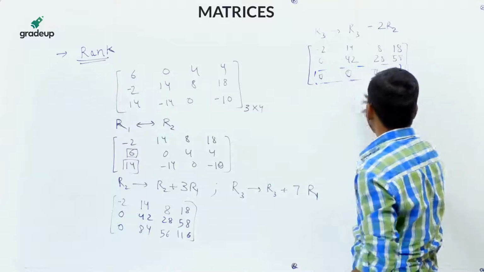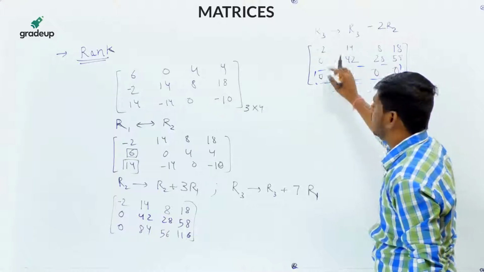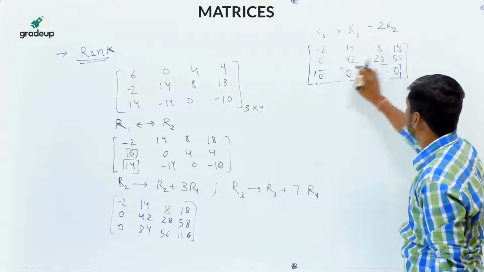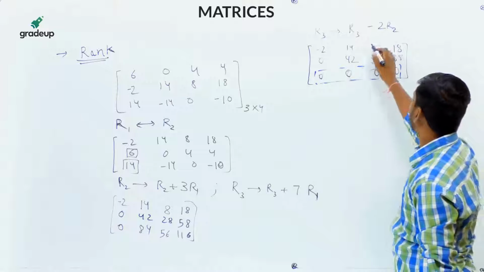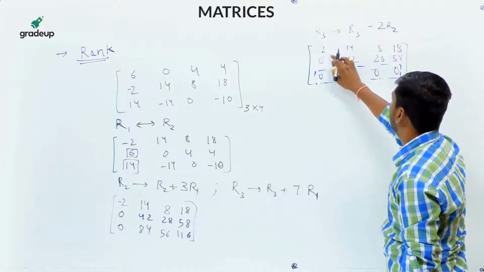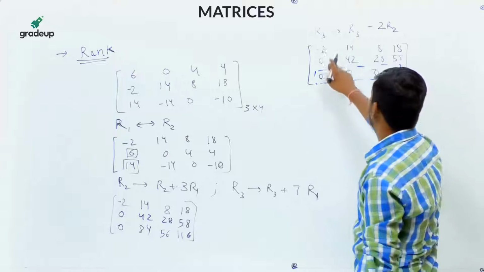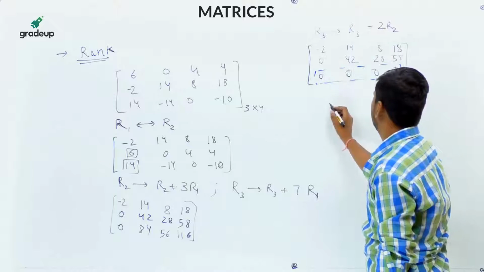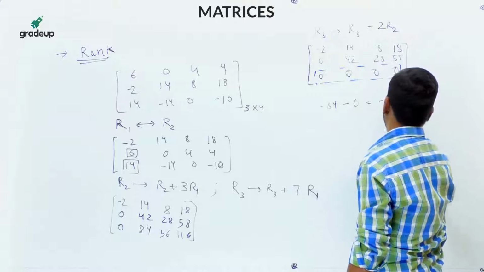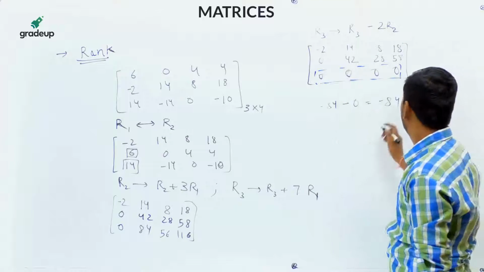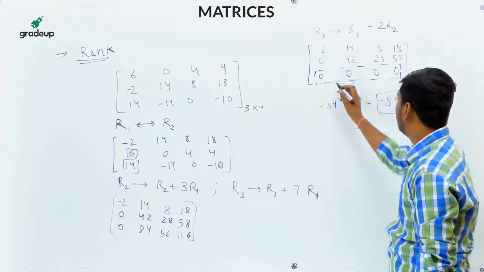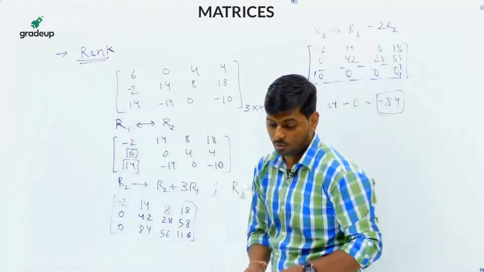So since the minors of order 3 vanish because of the vanishing of row 3, we are only left with 2 cross 2 elements. So now we can easily determine the determinant of order 2. The determinant of order 2 is minus 2 into 42, that is minus 84, minus 0, that is equal to minus 84. Since the minor of order 2 is not equal to 0, while minors of order 3 are 0, the rank of this matrix is 2 only.